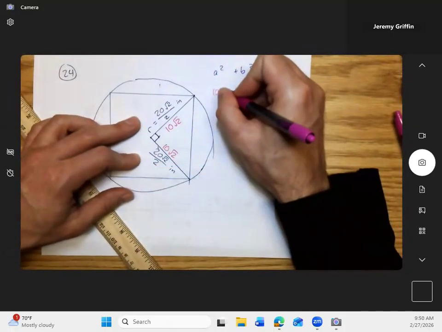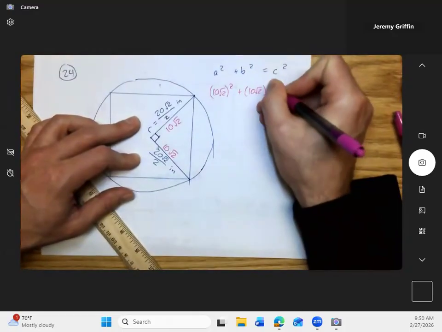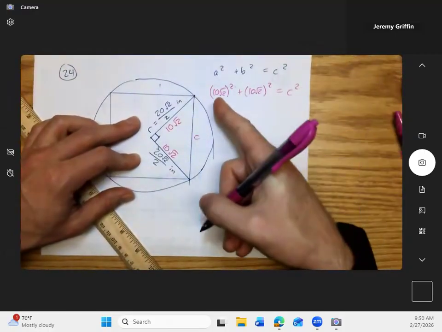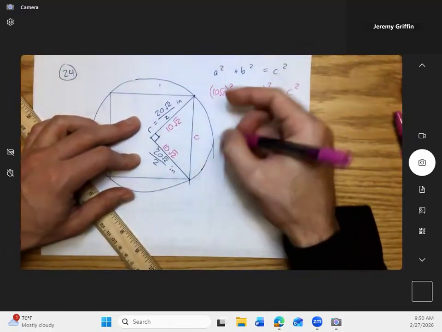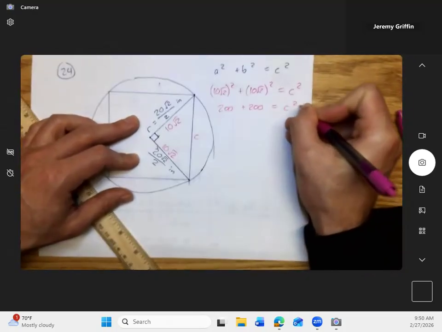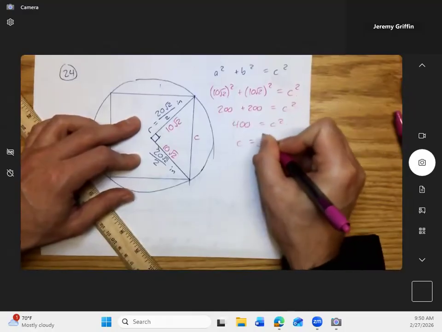So let's go: 10 root 2 squared plus 10 root 2 squared equals, well, let's call it c squared. So this is 100 times 2, is that 200? Plus 200 equals c squared. 400 is c squared. C is the root of 400.